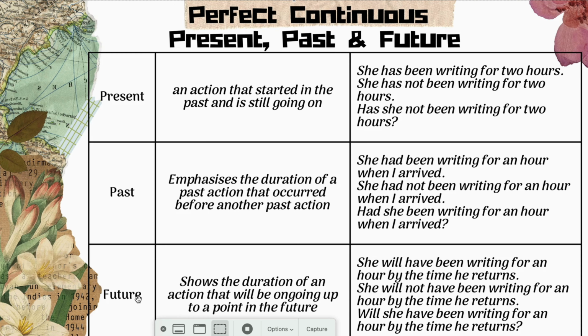Future perfect continuous tense. It shows the duration of an action that will be ongoing up to a point in the future. She will have been writing for an hour by the time he returns. She will not have been writing for an hour by the time he returns. Will she have been writing for an hour by the time he returns?